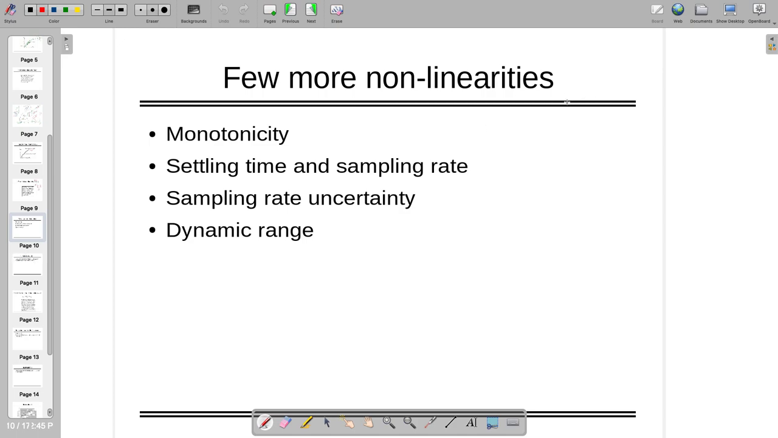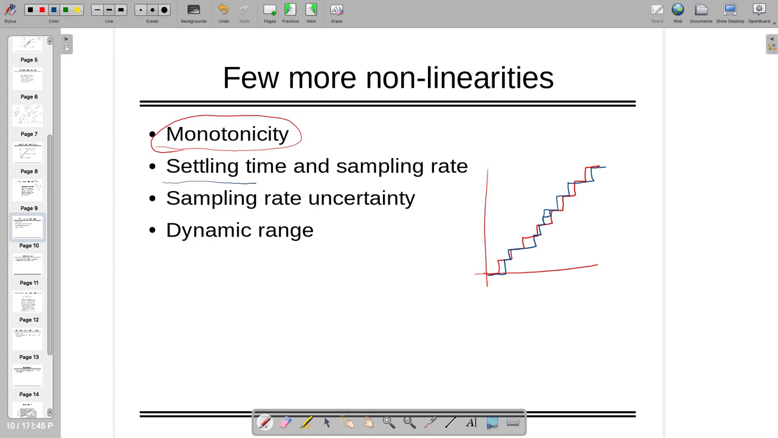Okay. Another non-linearity is when it's not monotonous. You are expecting the output to be exactly 1 LSB everywhere. But instead of this, some places look like this one. So this is called non-monotonous. If it is monotonous, meaning equal size everywhere, everything is good. But this is never going to be the case.